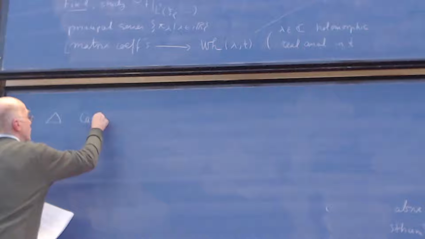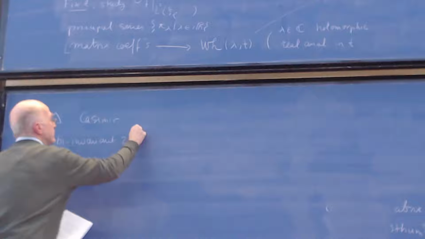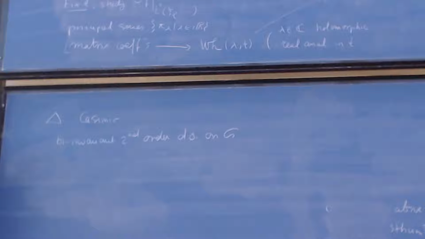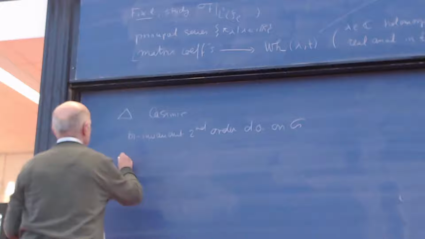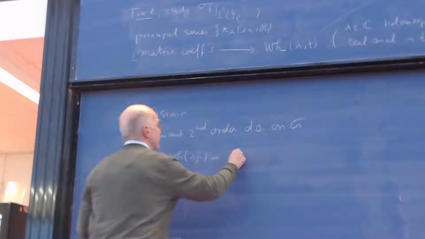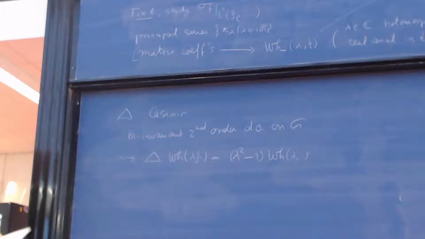So this is a bi-invariant second order differential operator on the group G. And there is a natural way to let it act on representations. You can see that it acts by a scalar there. You can calculate the scalar by which the Casimir acts on the principal series representation, and from this one obtains that the Casimir acts on this Whittaker matrix coefficient by the scalar lambda squared minus 1. So this Whittaker function is an eigenfunction of a very natural differential operator which lives on the group.